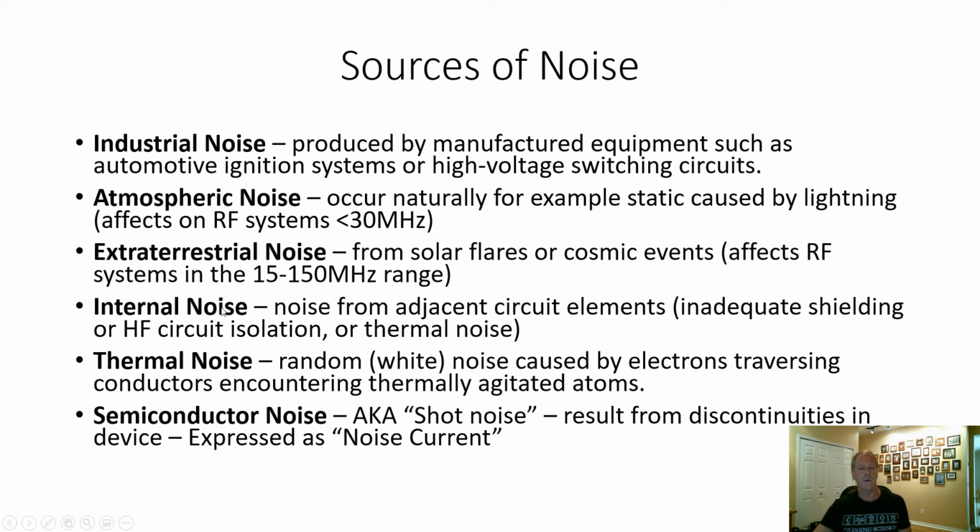Internal noise is something we fight all the time when we're designing things. Adjacent circuit elements, inadequate shielding, or poor high frequency circuit isolation. Thermal noise, which we'll talk about. Thermal noise is random white noise caused by electrons traversing conductors and colliding with thermally agitated atoms. So any resistor has thermal noise in it. Anything that's running current through it or getting hot is going to create more noise. So you try to keep your circuits cool. That's why they have the cryogenic astronomical telescopes, radio telescopes. They're cooled to superconducting low temperatures.